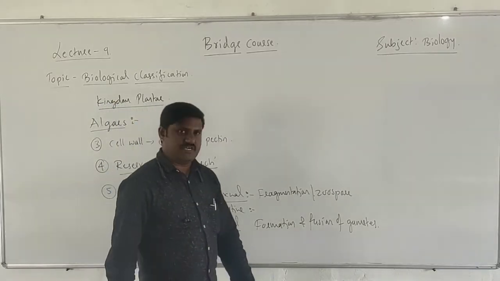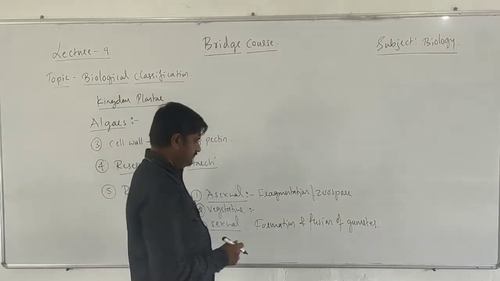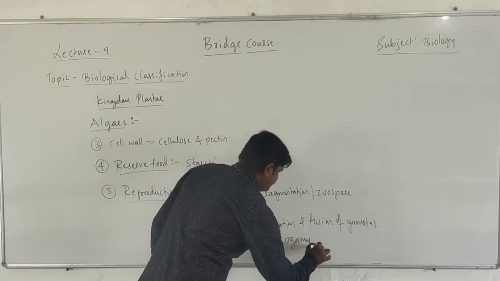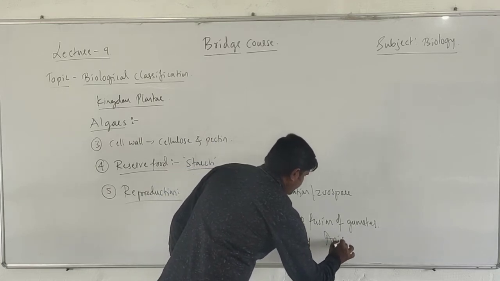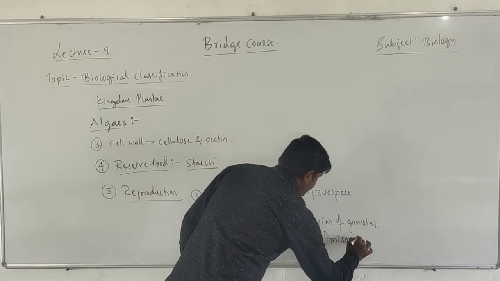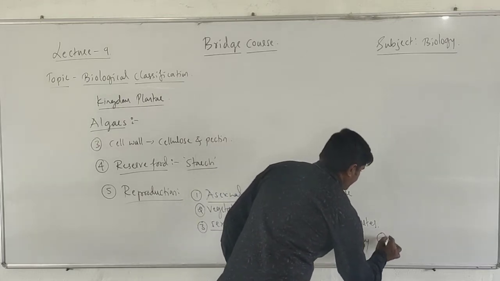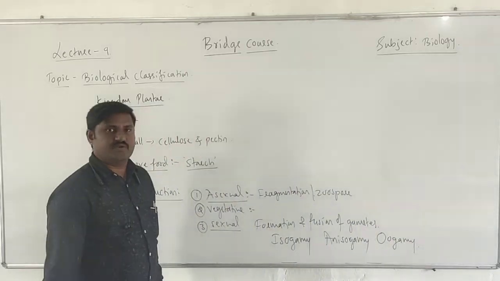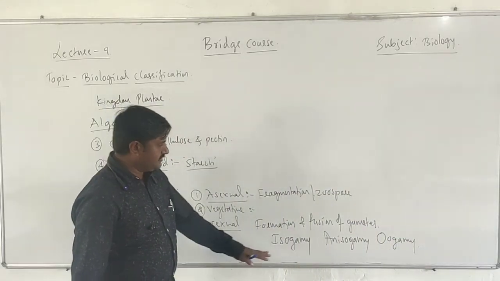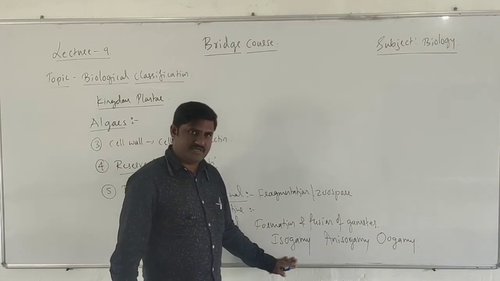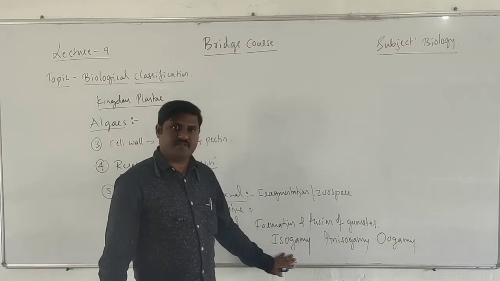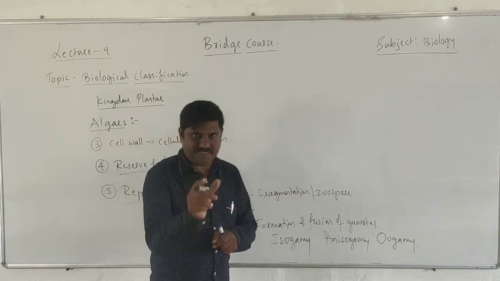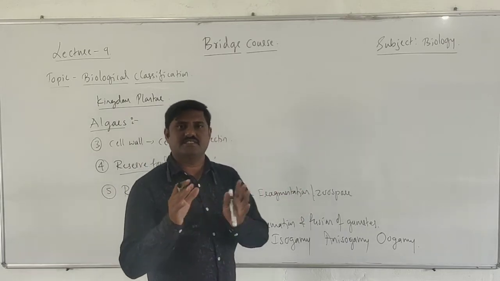Here again three types come: isogamy, anisogamy, as well as oogamy type of sexual reproduction. Isogamous reproduction means sexual reproduction in which fusion of similar gametes takes place, morphologically similar.